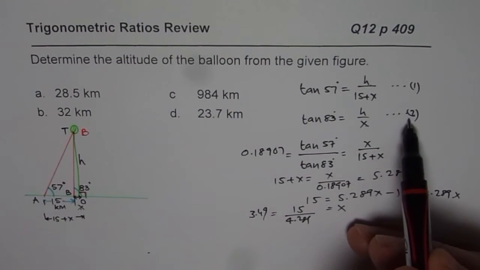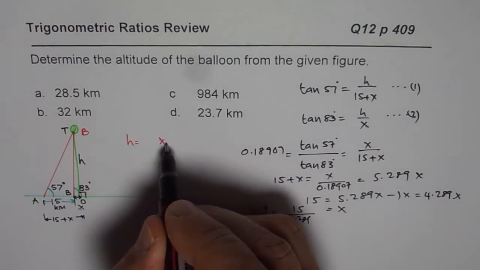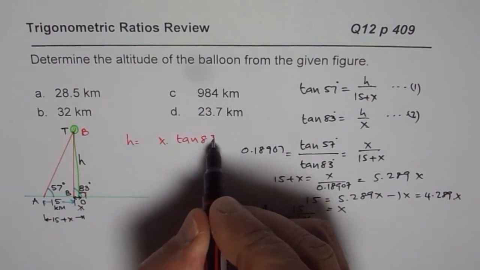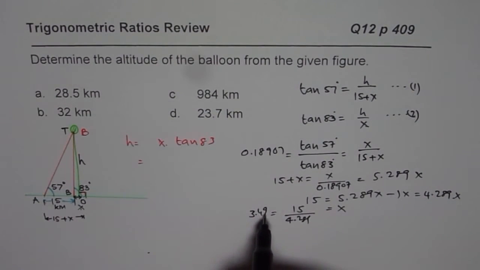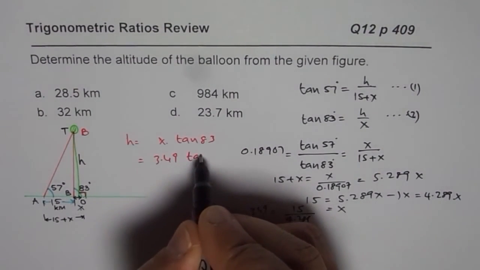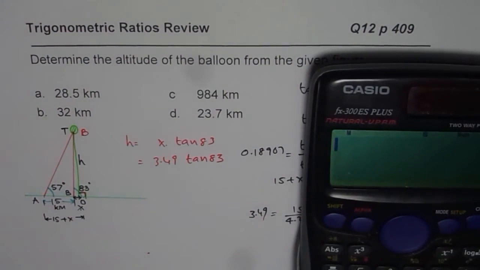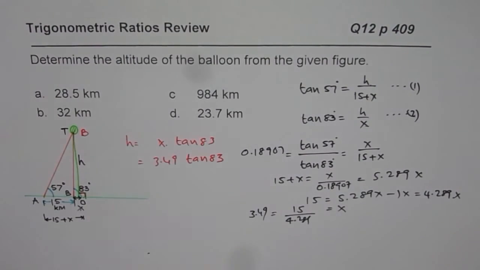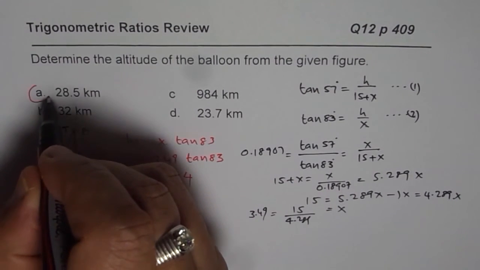So for height, we can use the second equation. So we know height is equal to x times tan of 83. So that is equal to 3.49, which is the value of x, times tan of 83, correct? So let's do that. So we have 3.49 times tan 83 equals 28.4. So that is very close to option A.